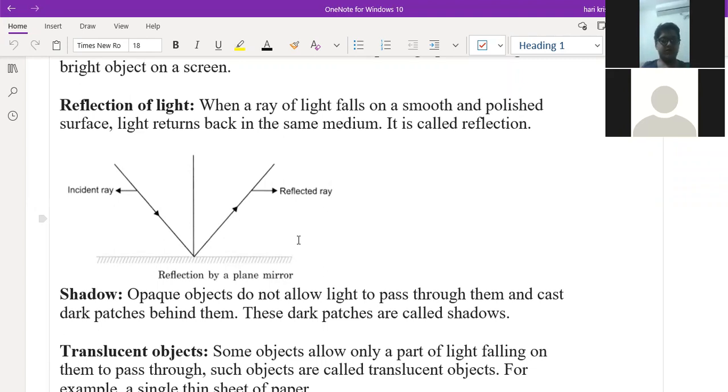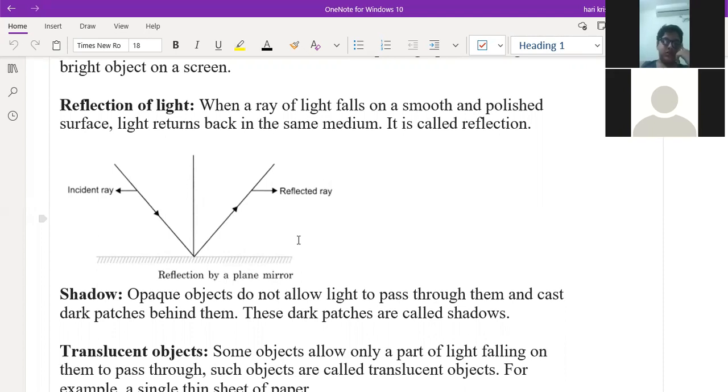If you allow the light onto the mirror, again it will come back and fall into the same room, right? So when a ray of light falls on a smooth and polished surface, it will reflect or return back into the same medium, which is called reflection.